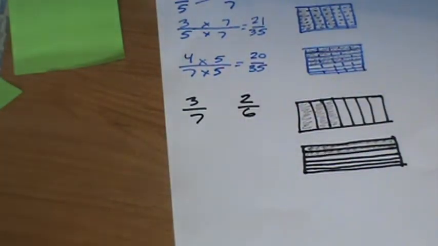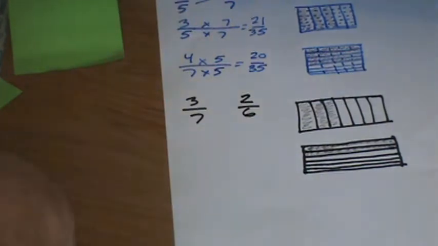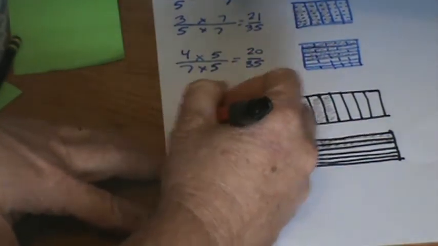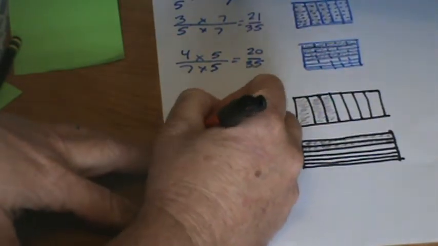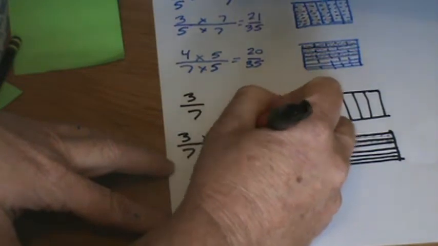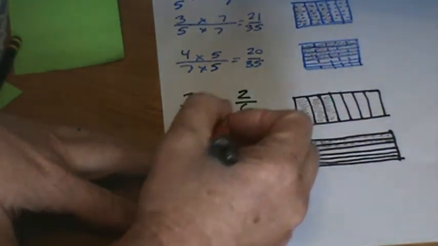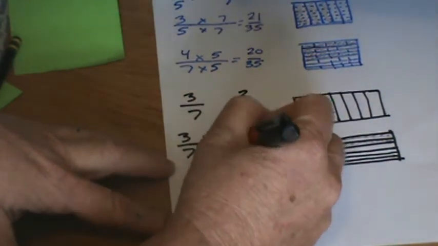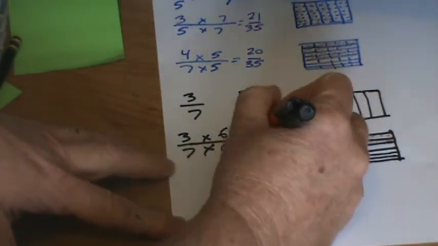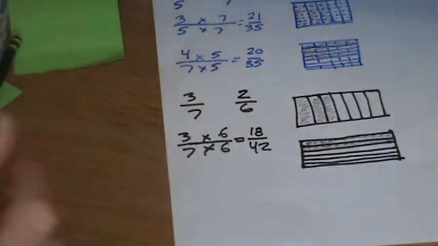Okay, now we have 7 and 6. That's going to cut these up into a lot of little pieces, right? 7 times 6 is 42. So we're going to chop these up into 42nds, okay? So we have 3/7 right up here, and we're going to multiply by 6. 7 times 6, 42. 3 times 6, 18. So let's go ahead and chop these up.